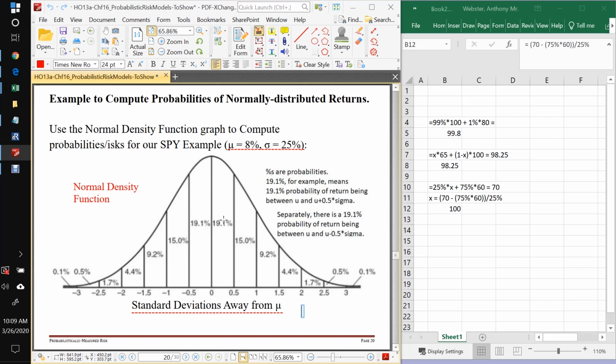One is 19.1% probability will be between 8% and half of 25% plus 8%, and same thing, corollary on the downside.